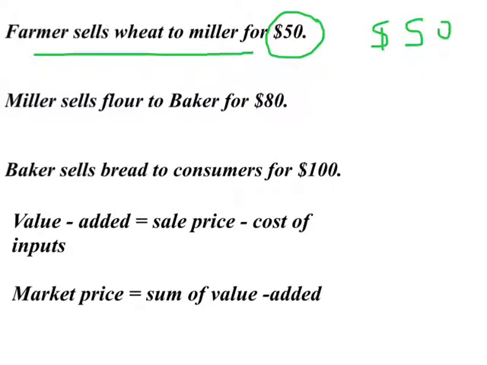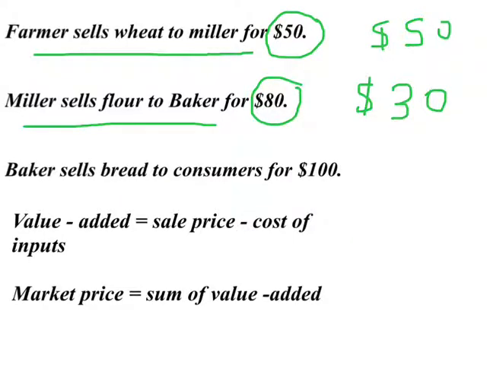$50. Now the miller receives wheat, converts it into flour, and the miller sells the flour to the baker for $80. So what is the contribution of the miller to this production of this output called flour? It will be 80 minus 50, and that will be $30.